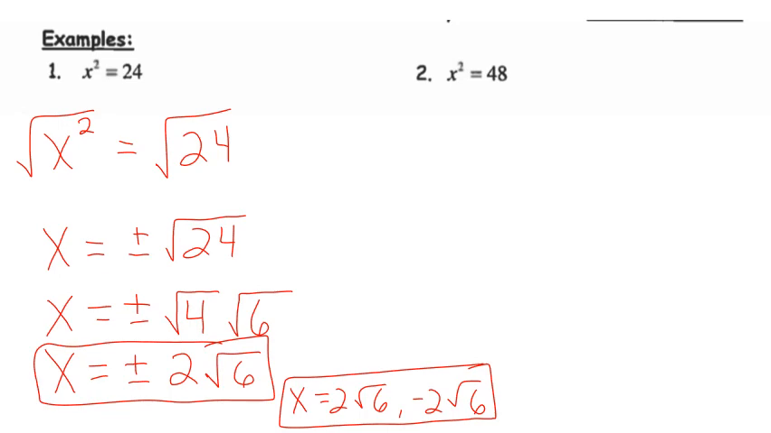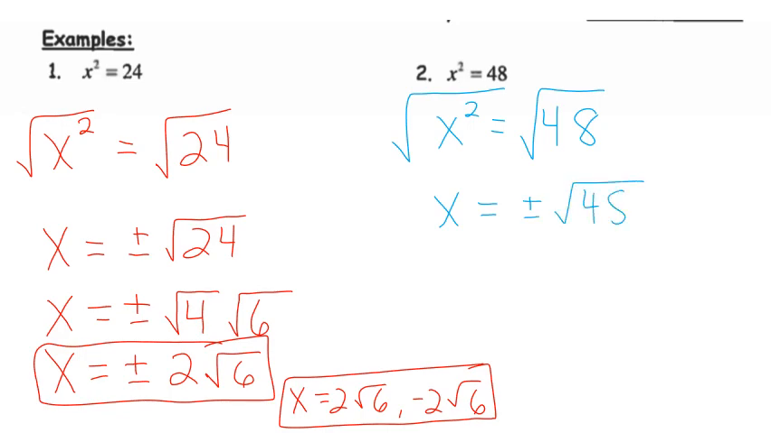For the second example, same idea. I have x squared is equal to 48. I'm going to take the square root of both sides because x squared is already by itself. I have plus or minus the square root of 48. And then now I'm going to go ahead and simplify that radical.